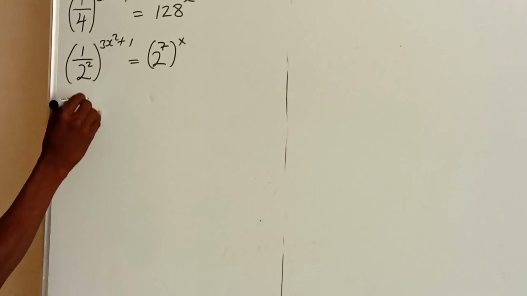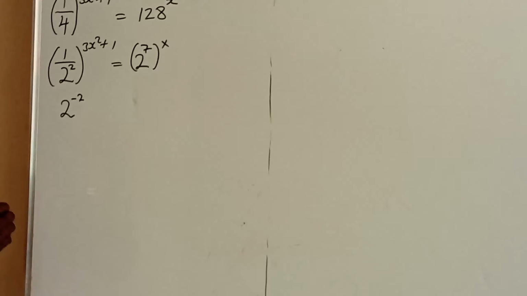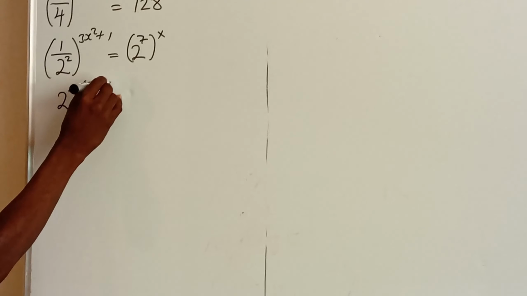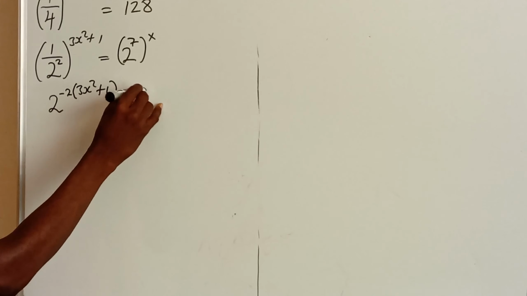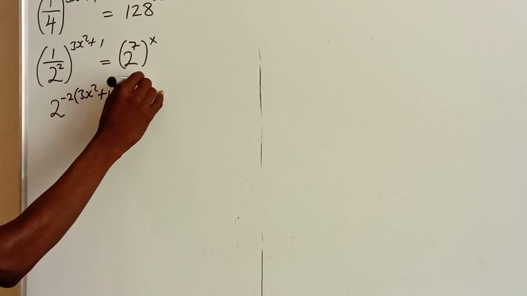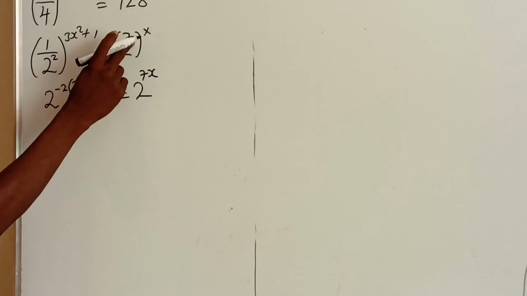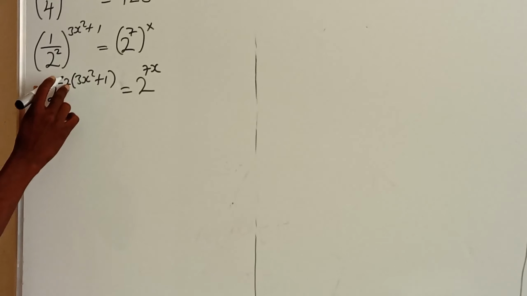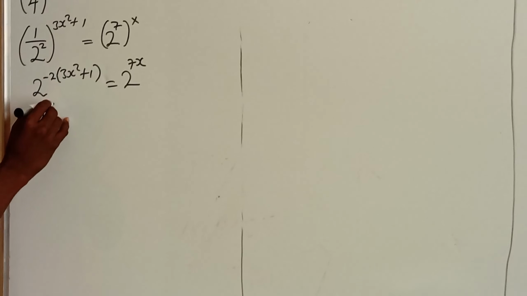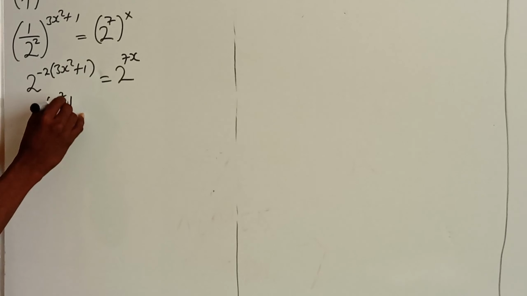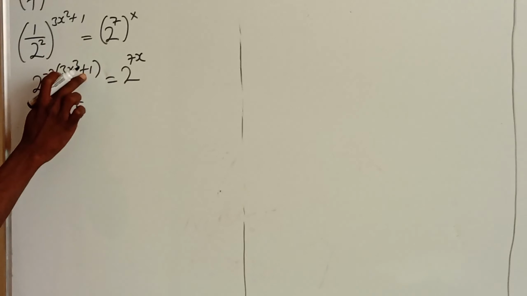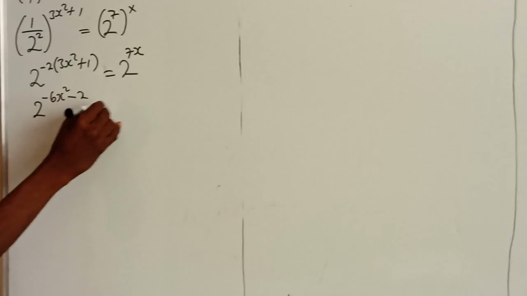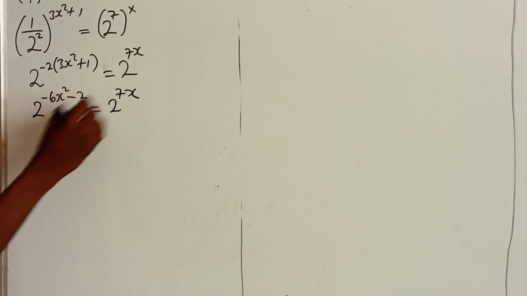So you say 2 raised to the power minus 2, bracket open here, 3x² + 1, equals 2 raised to the power 7x. You must write this. So 2 raised to the power minus 2 times 3x² will give us minus 6x² plus, wait, minus times plus is minus, so 2 times 1 is 2, equals 2 raised to the power 7x.